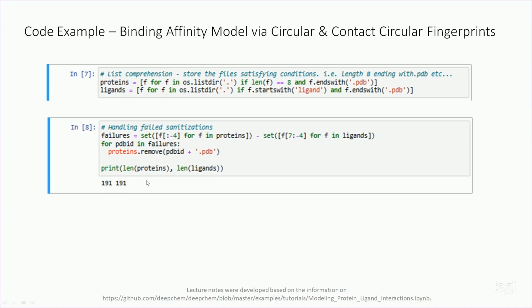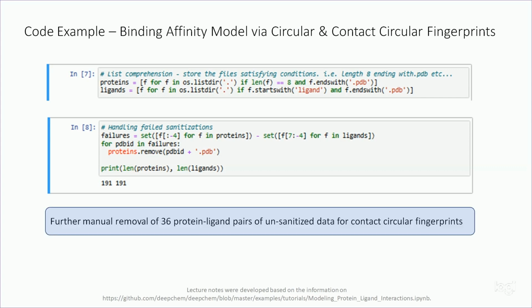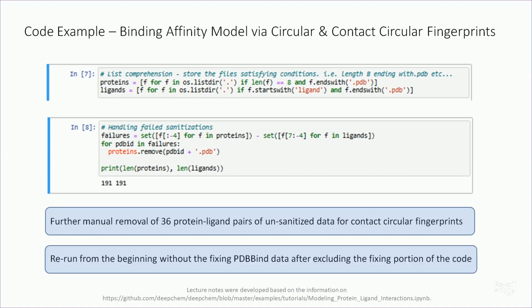So if we proceed with the code for the set of 191 data pairs, the code will not run completely. This is attributed to the fact that some data failed to be converted to the extended connectivity circular fingerprints for some reason. Thus, I tested each of the 191 data pairs and removed another 36 data pairs. Now, the remaining 151 data pairs are sanitized for both types of featurization. Thus, the same code is rerun after excluding the fixing portion of the code.